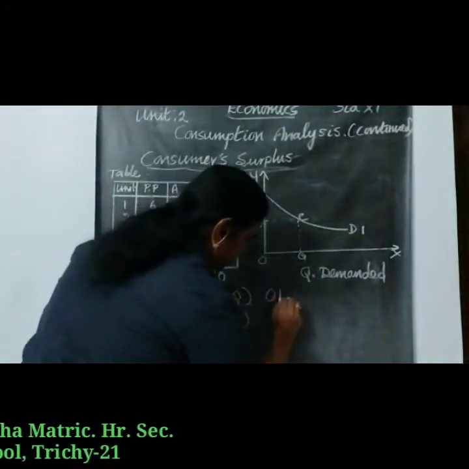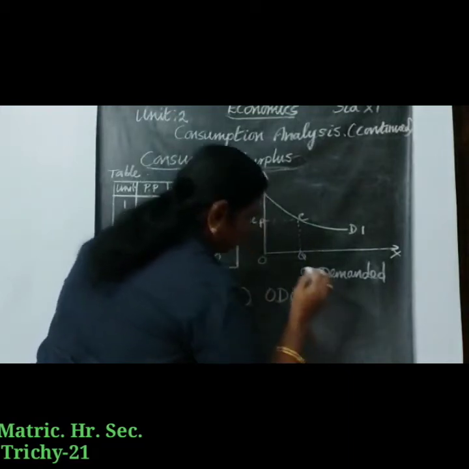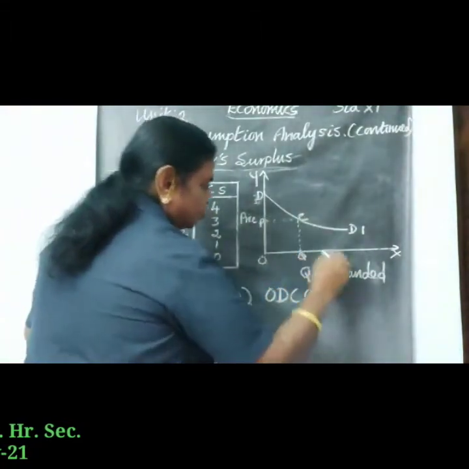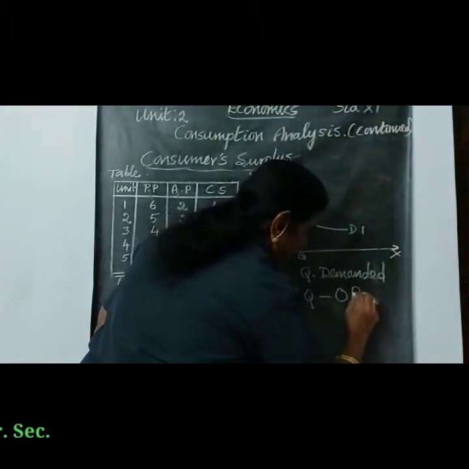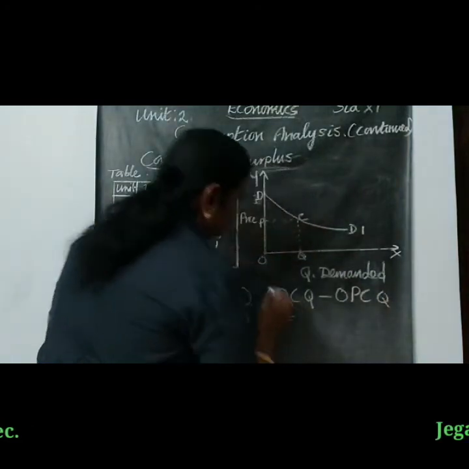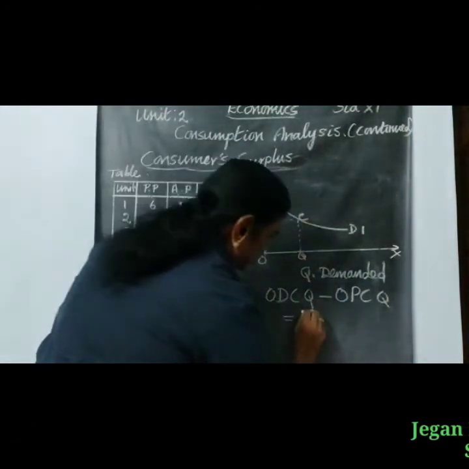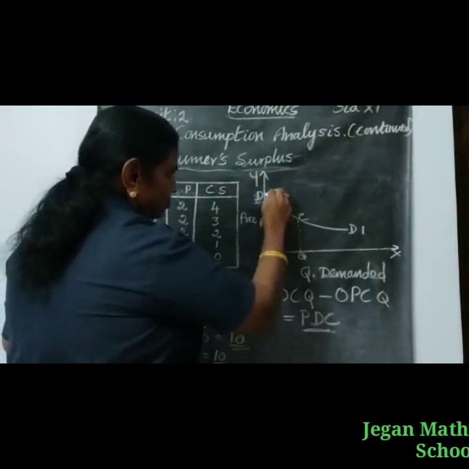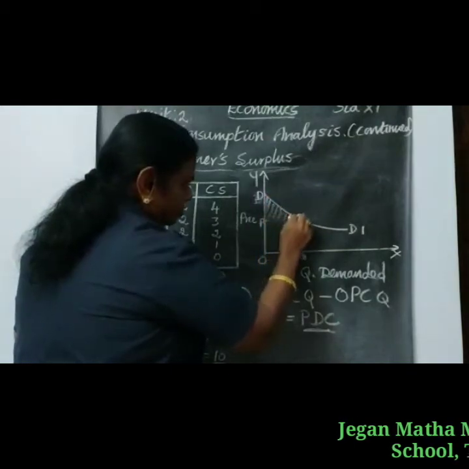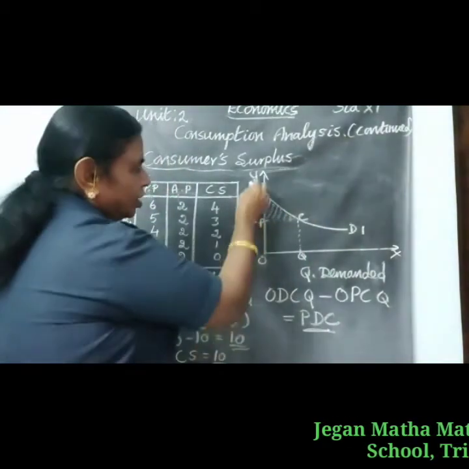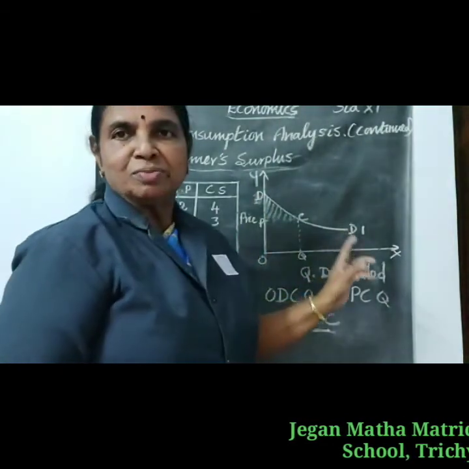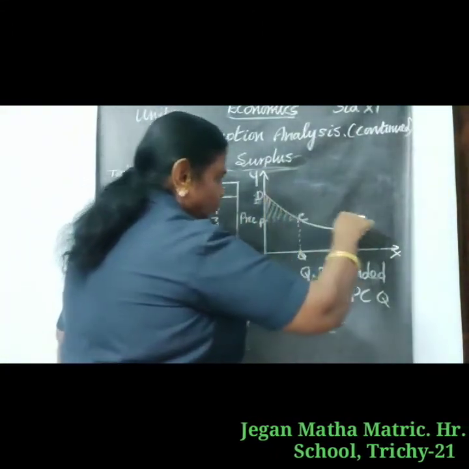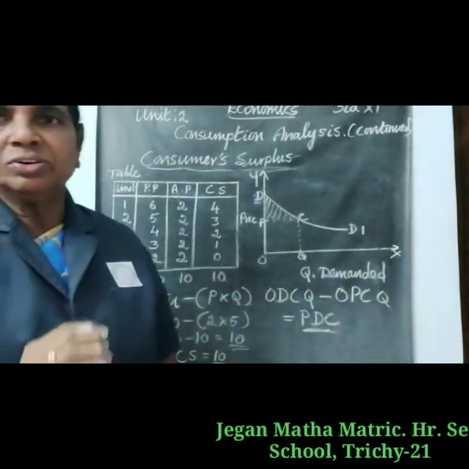So ODCQ, potential price, minus actual price, OPCQ, equals PDC. So consumer surplus is PDC. This part is the consumer surplus. We can mark it. And remember, the consumer surplus curve will not come in a straight line. It is always a curve. So that we have to keep in mind.